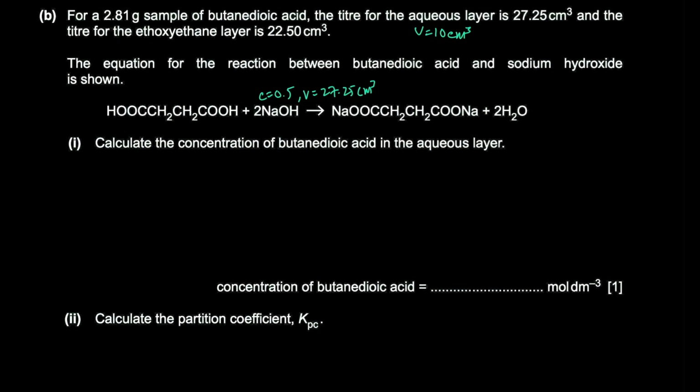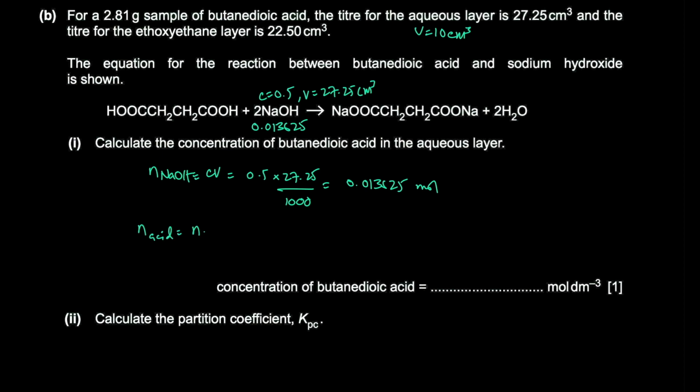Now the first thing we can do is find the number of moles of sodium hydroxide. The number of moles of sodium hydroxide is equal to the concentration times the volume. This is equal to 0.5 times 27.25 divided by 1000. This gives us 0.013625 moles of sodium hydroxide. So we have the moles of sodium hydroxide, 0.013625.